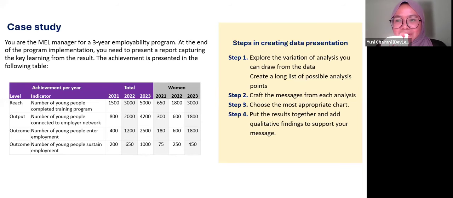Look at step number 2 and number 3. We are not creating the graph right away, but we are choosing the messages first, and then we choose the graph after that. And then step 4 is put the result together. Add your main message, add your qualitative, add your visuals, and then make it really nice and clear and complete for the user.